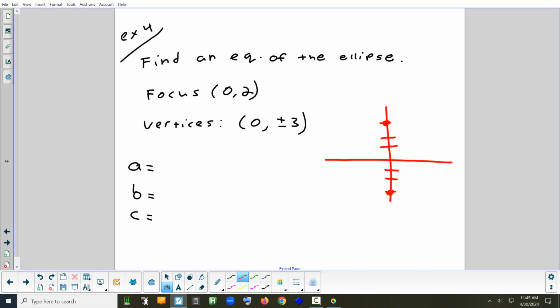All right, so now, what do we think the focus is? Or what do we think C is? Well, the other focus is going to be 0, -2. Right, your foci would be 0, 2, and 0, -2 if they asked for it. So C would be 2. That's the distance between the center and the focus. How about A?